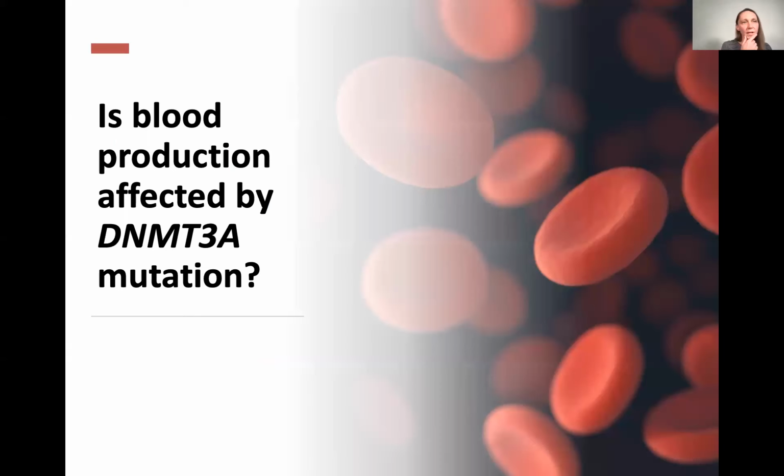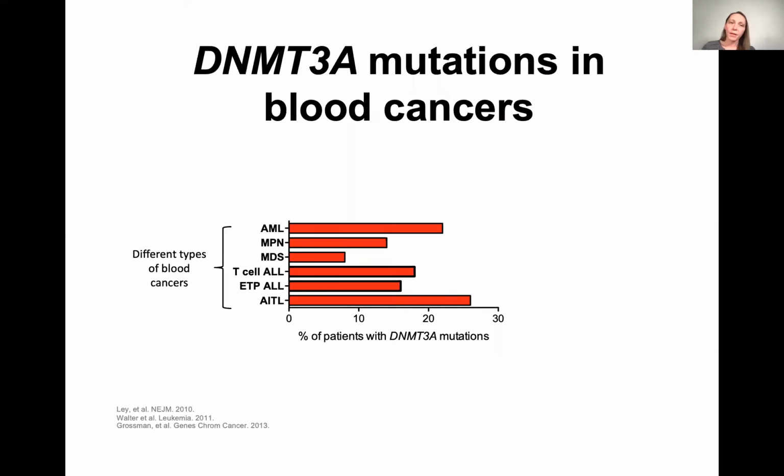So, I think a big question for a long time is: is blood production affected by DNMT3A mutation? And really, this is one of the things that got me even interested at all in DNMT3A, because of its known and emerging role in the regulation of normal blood production. Perhaps this really emerged around 2010, 2011, so now over 10 years ago.